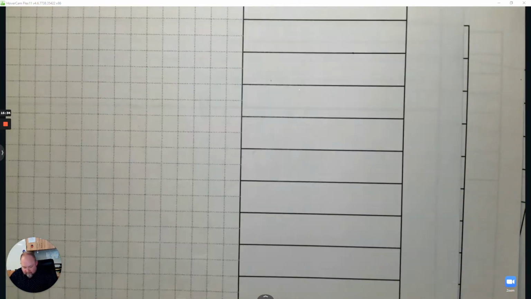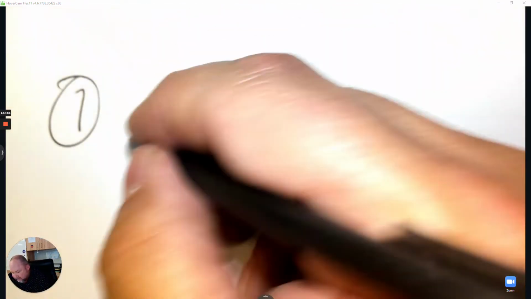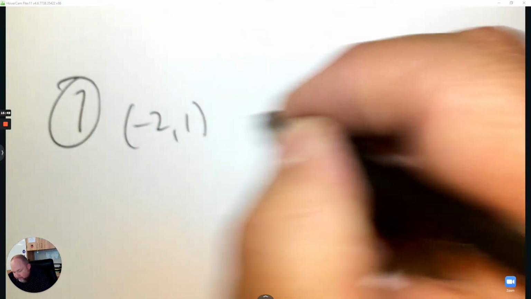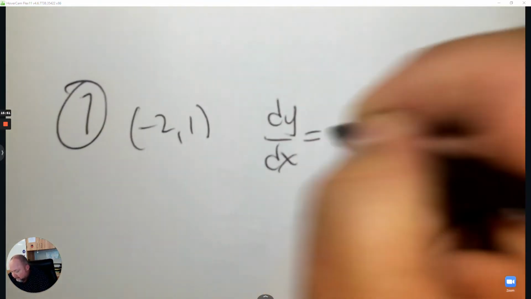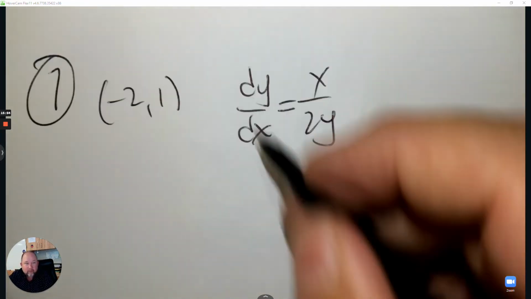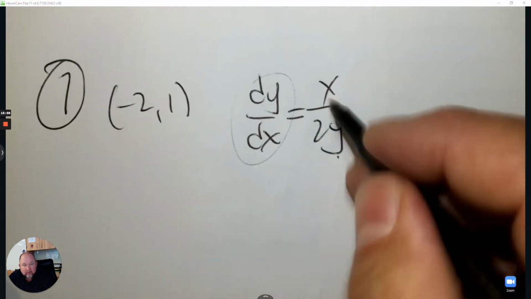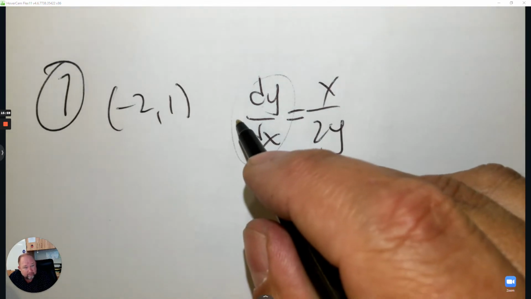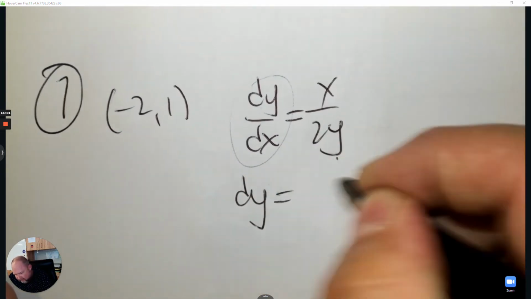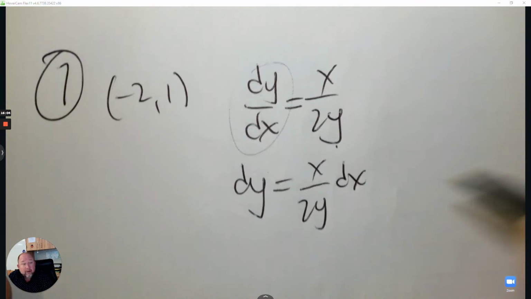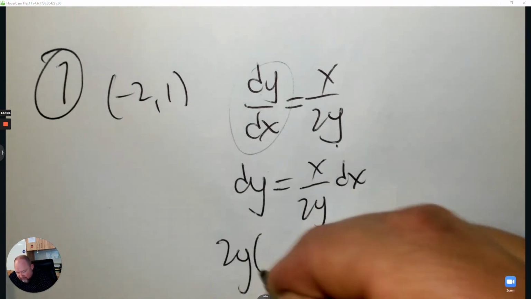All right, number 7. For number 7, find an equation of a function that contains the point negative 2, 1, and whose slope, that means the derivative, is x over 2y. So when it says the word slope, that means derivative. We're going to solve this diffy-q. So what do we do first? Multiply both sides by dx. What do I do next? Multiply both sides by 2y.